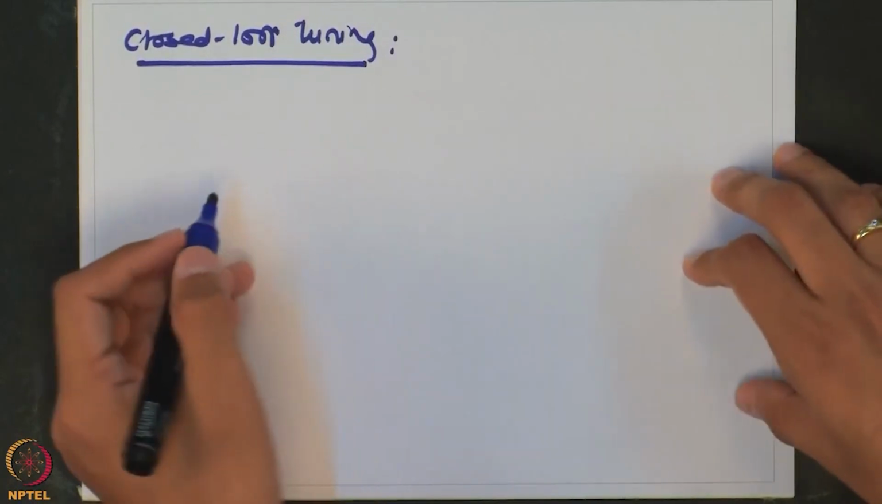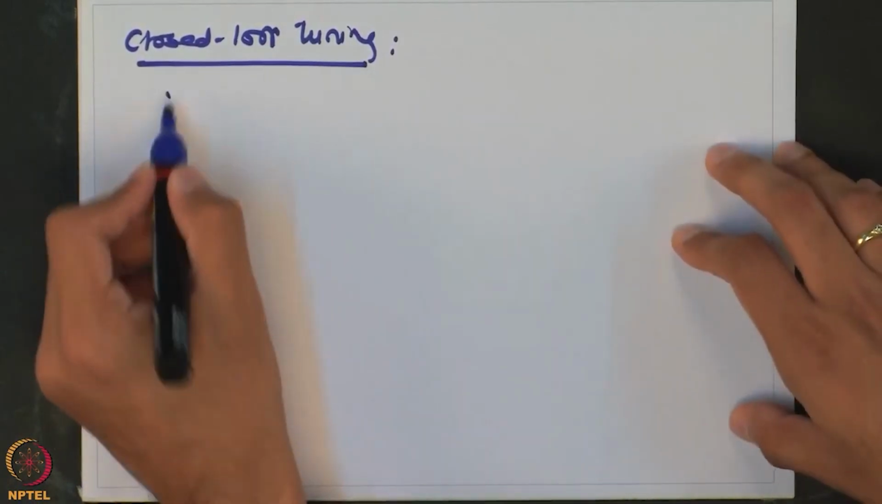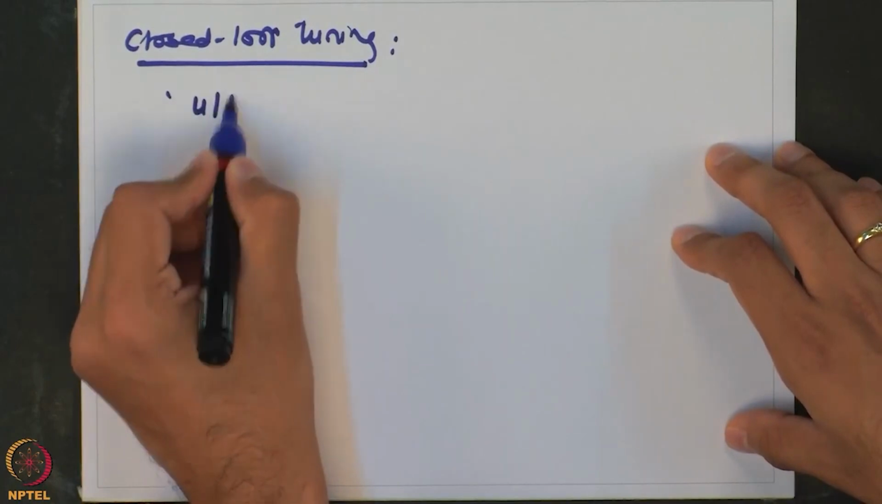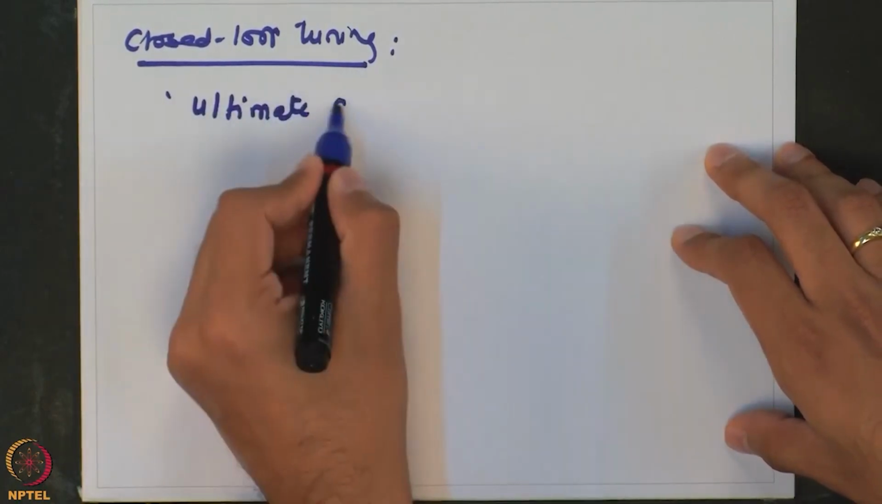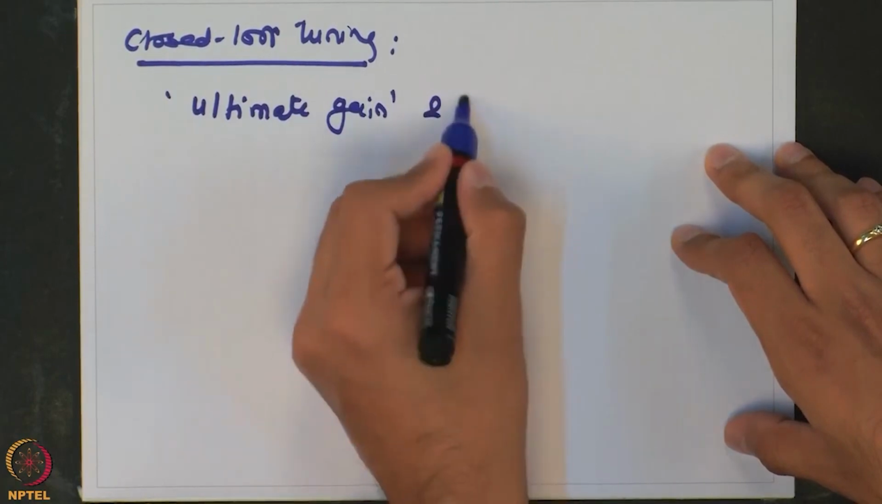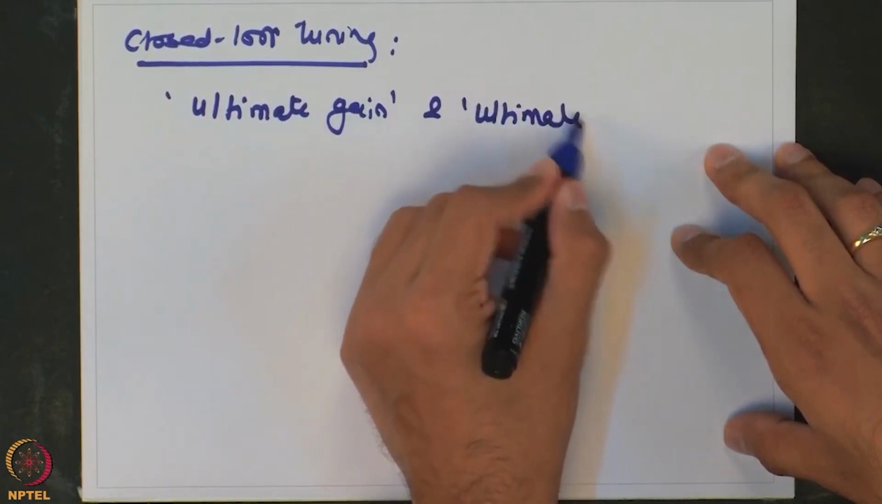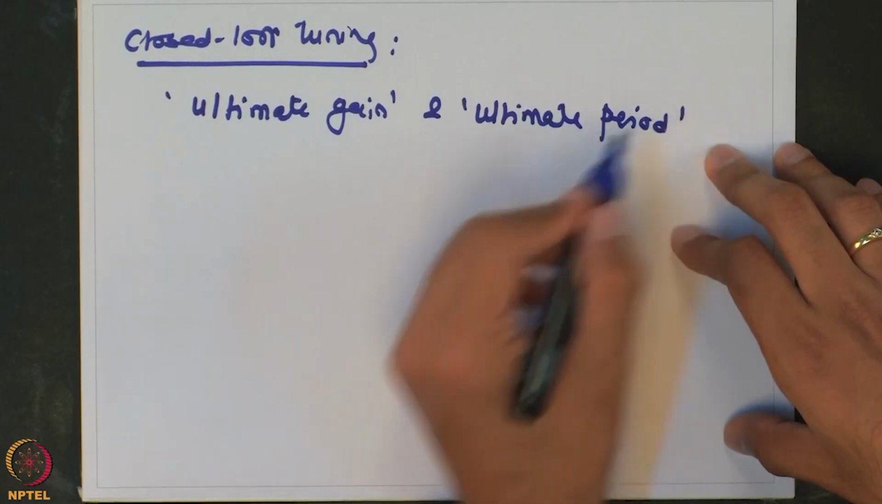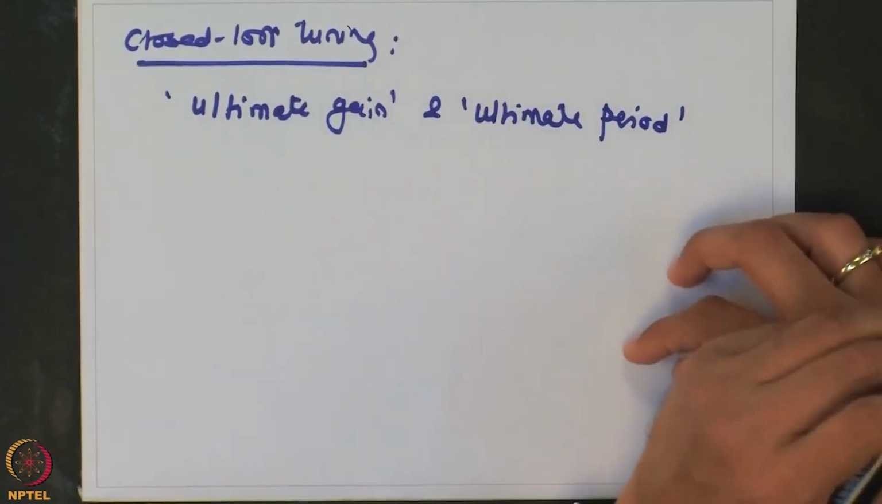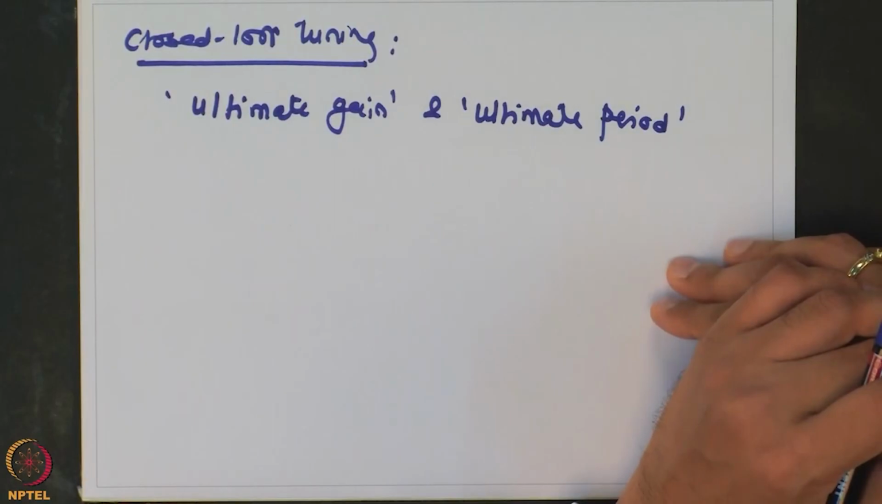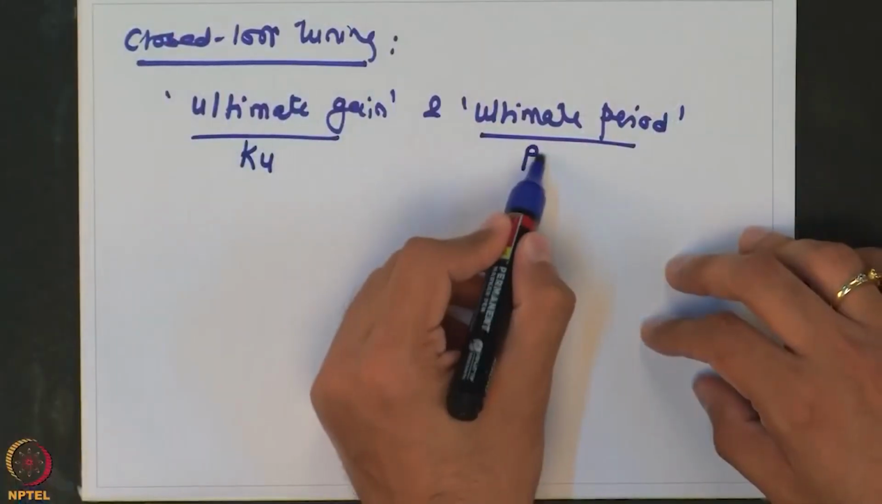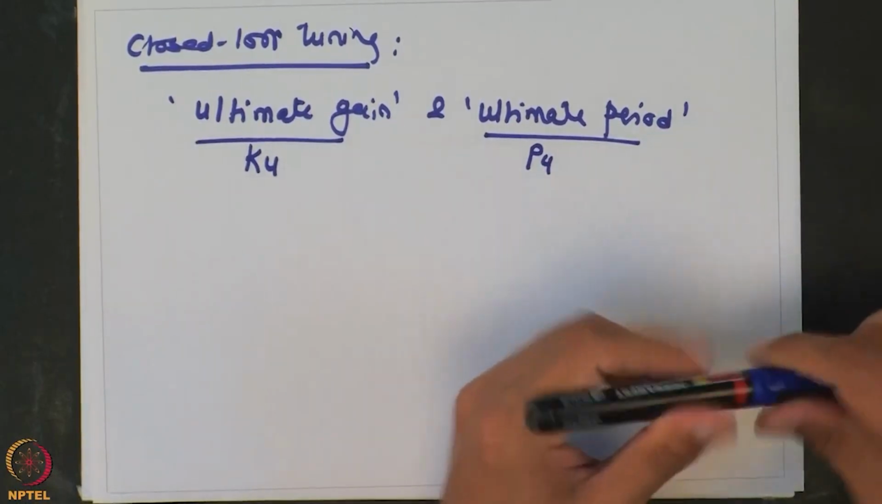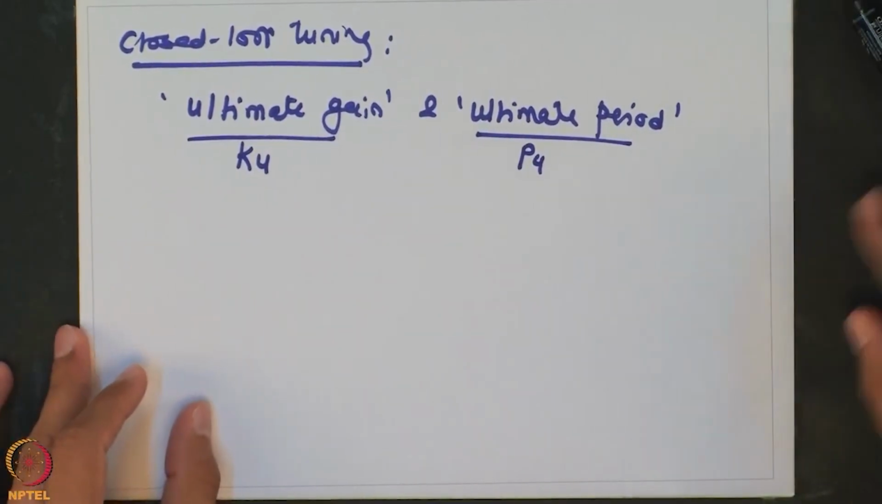So closed loop tuning, what you are interested in is obtaining the ultimate gain and ultimate period. For the open loop testing, all we were interested in was to convert your actual response into a first order plus dead time model. In closed loop tuning, we are interested in obtaining these two values represented as Ku and Pu. So let me explain what I mean by Ku and Pu.